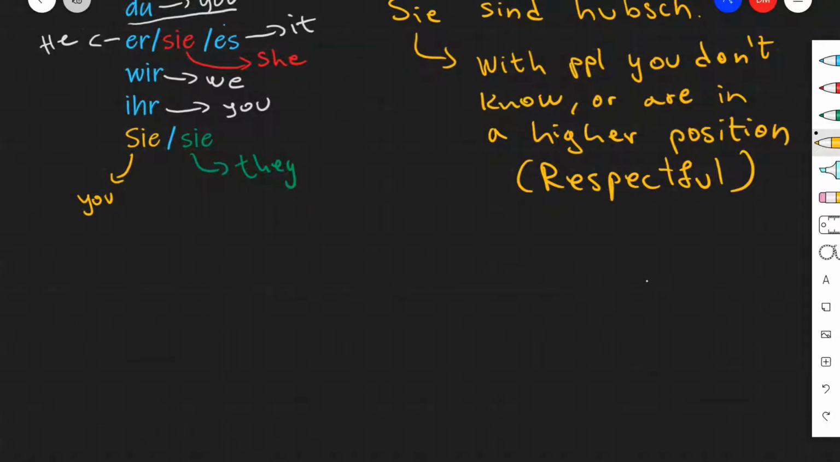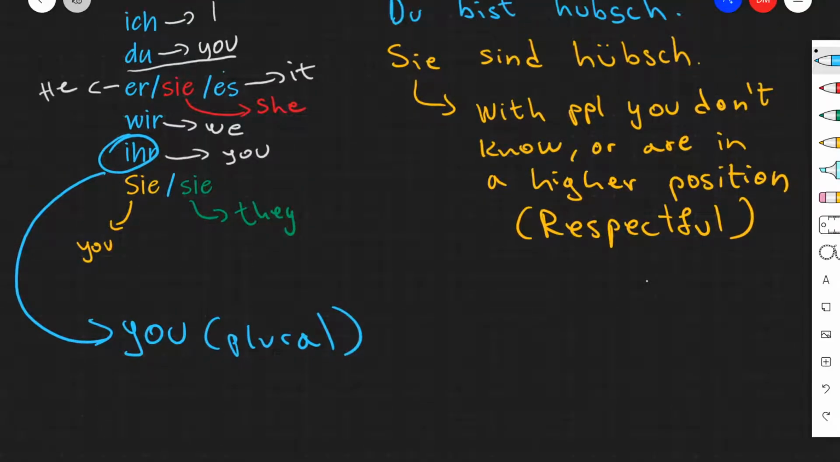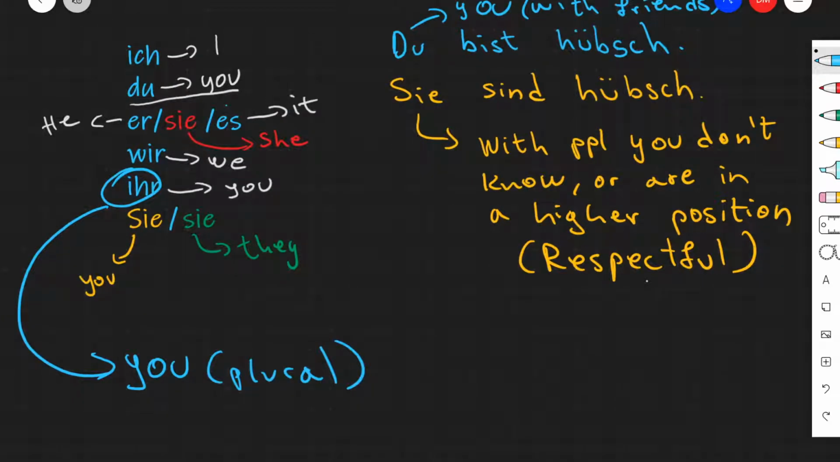Now, the other thing I want to tell you is what's up with ihr. It is also you. Ihr is you in plural. You use ihr when you are talking to a multitude of persons. Okay, so these two first things, the difference between du and Sie and the definition of ihr, are pretty easy. Now let's get to the more complicated stuff.